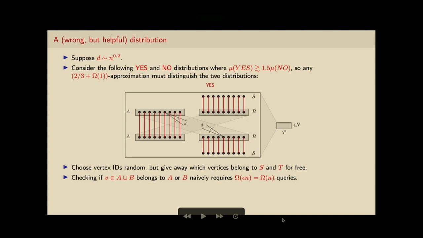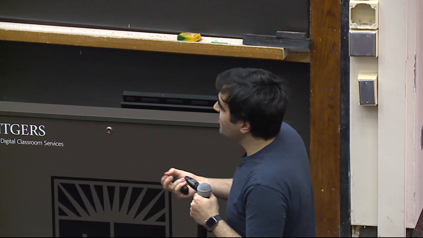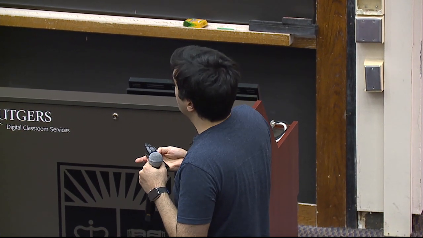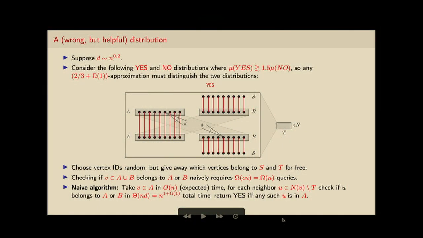OK. But how long does it take for this vertex to see this S neighbor? Every vertex has at least epsilon n neighbors in the dummy vertices T. So if you randomize the adjacency list in the input, it takes actually omega n time for every vertex to see this S neighbor, if any. So for any vertex, checking if it's in A or B requires n time. On the other hand, to separate these two distributions, we have to see if there's an AA edge in the graph or not. OK? So what can we do?